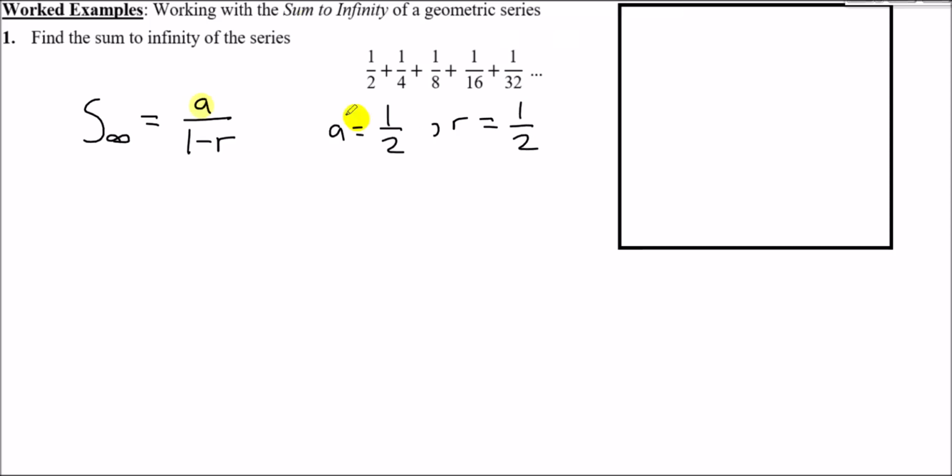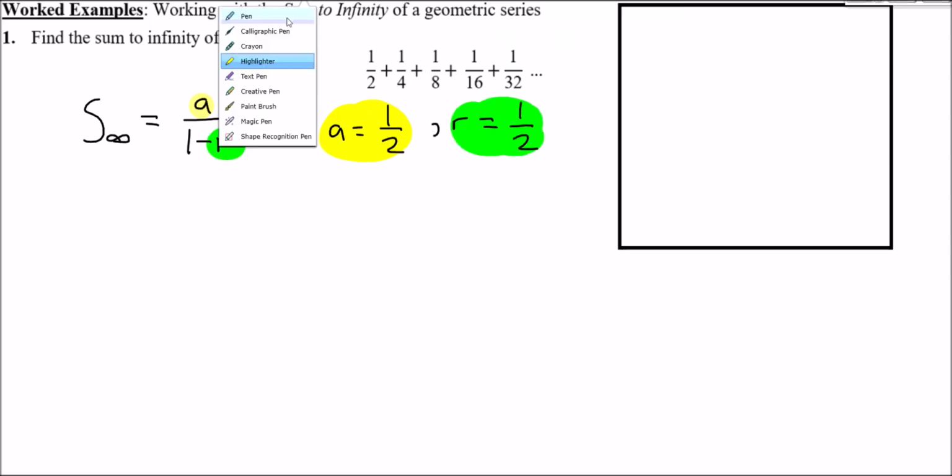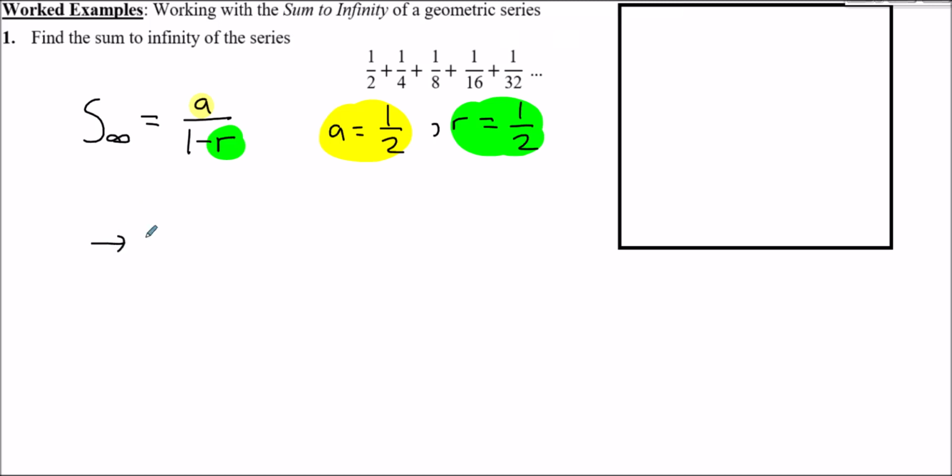So if a is a half, r is a half, what we'll see here is that the sum to infinity will be a half over, well, 1 minus a half is just a half, and a half divided by a half is 1. How can this be? How can it not be going on forever?